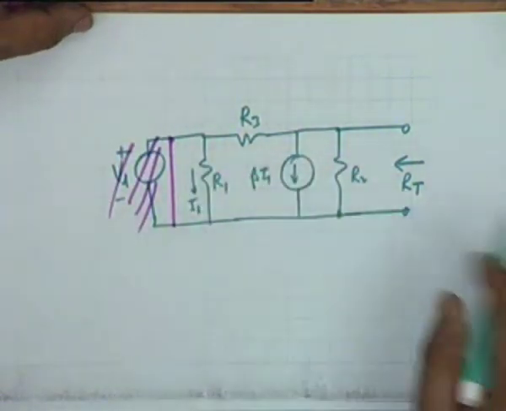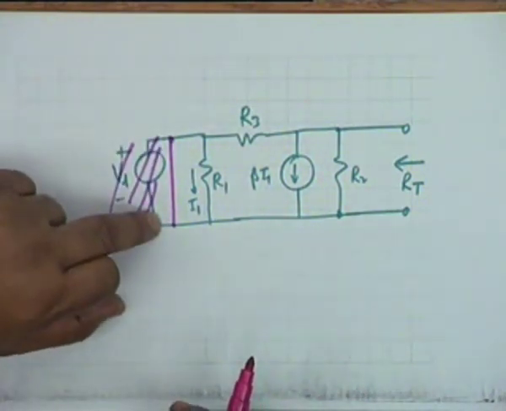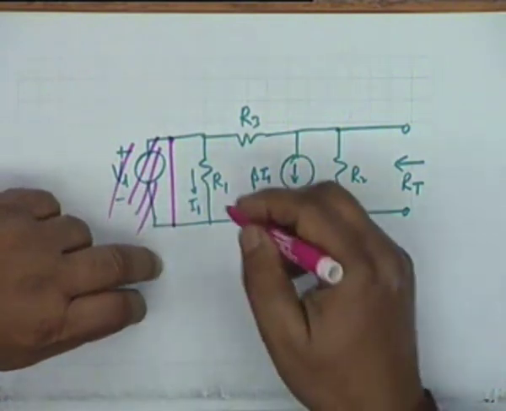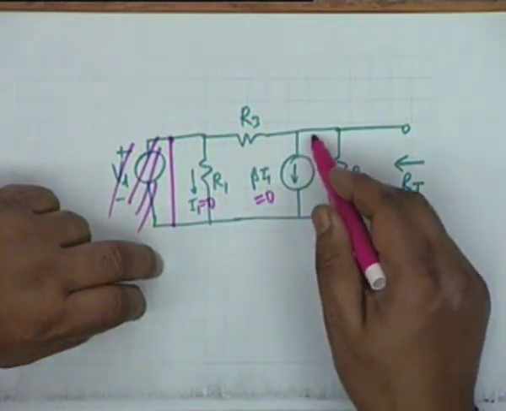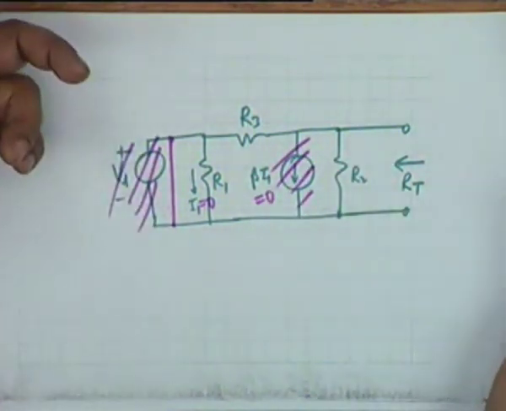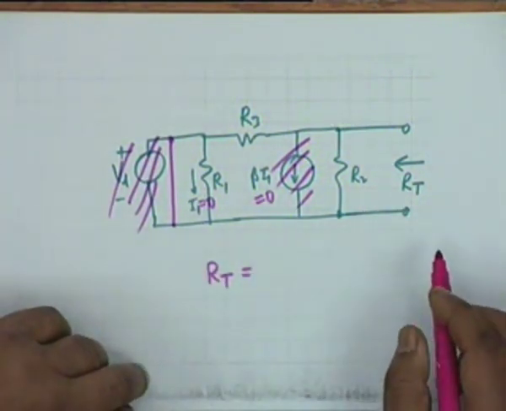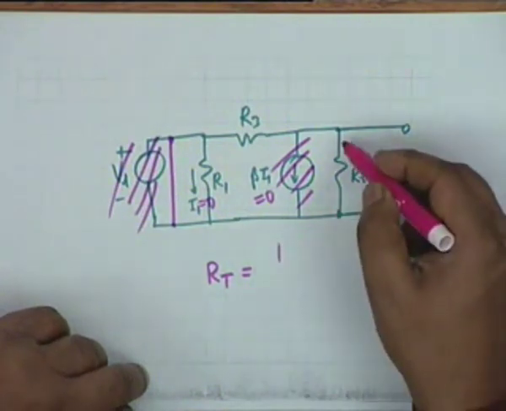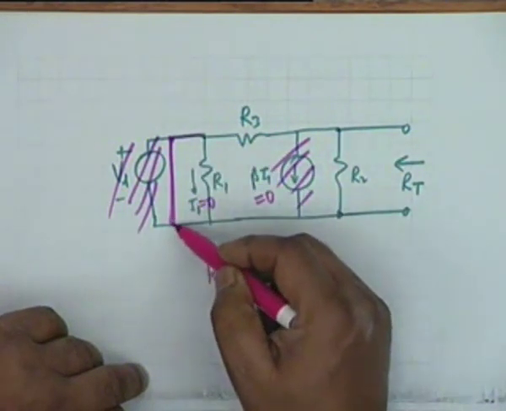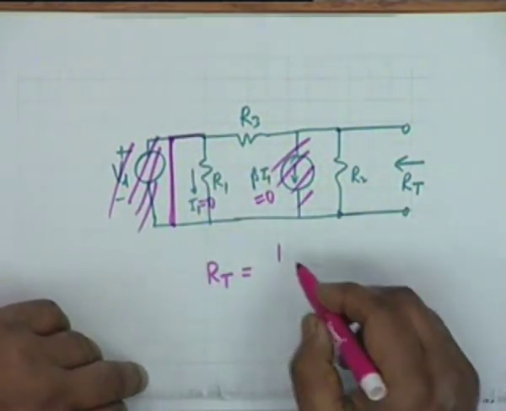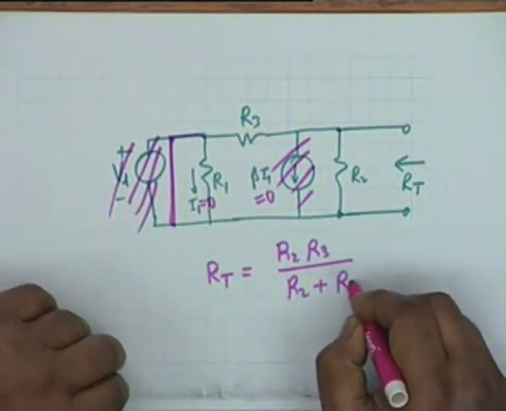Recall that this is I1. Now you see that as a result of shorting this, what is I1? I1 becomes equal to 0, and therefore beta I1 becomes equal to 0, which means that the current generator is not there. All right. So what is Rt then? It is a parallel combination of R2 and R3, because R3 goes to short circuit. R1 is ineffective, so it is simply R2 R3 divided by R2 plus R3.